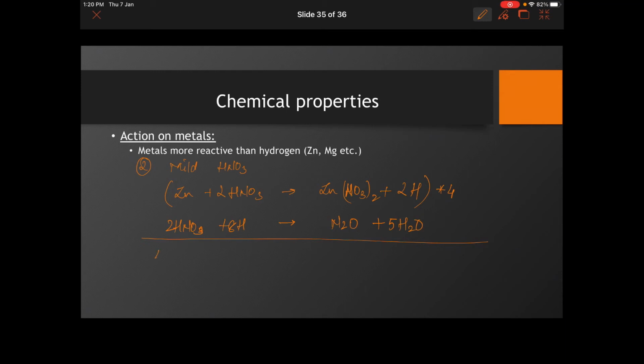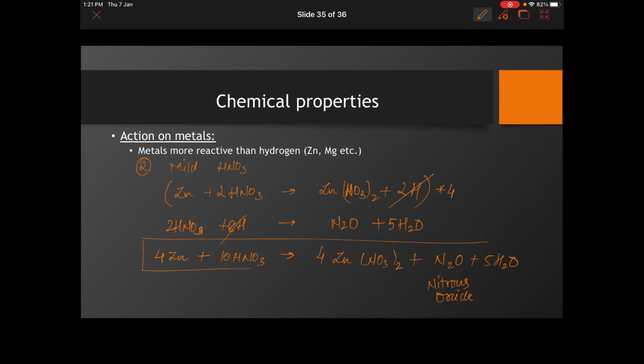So I get 8, this gets cancelled, 4 Zn plus 8 and 2 is 10 HNO3 going to 4 times Zn(NO3)2 plus N2O plus 5 H2O, and your reaction is done. And you will see, please do not forget to name this. This is nitrous oxide. Name it 2 times, by the third time you will remember.